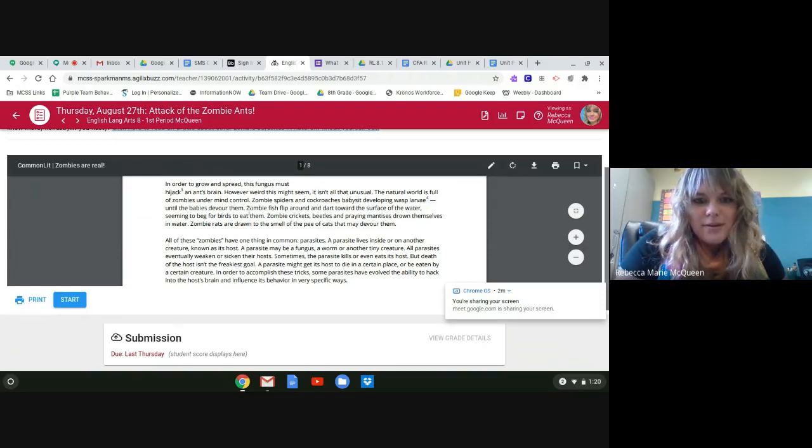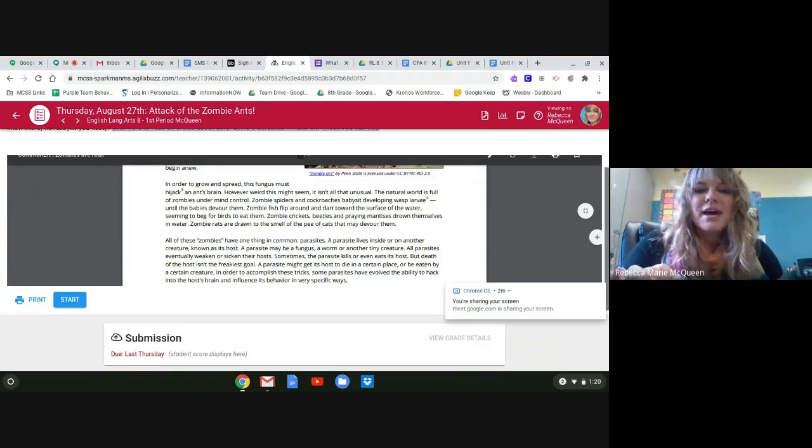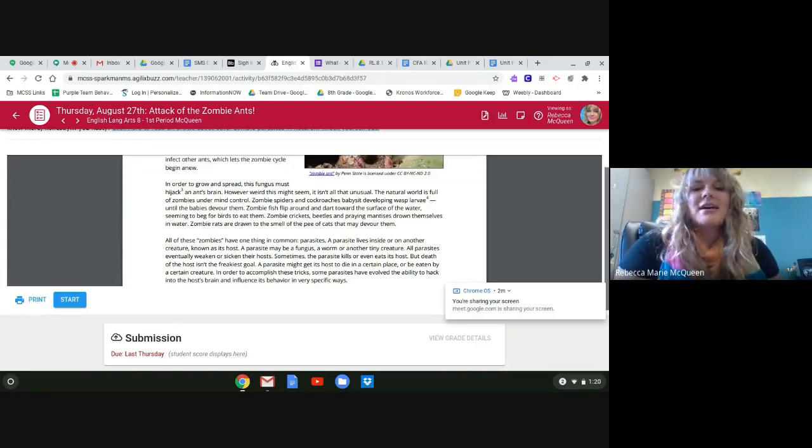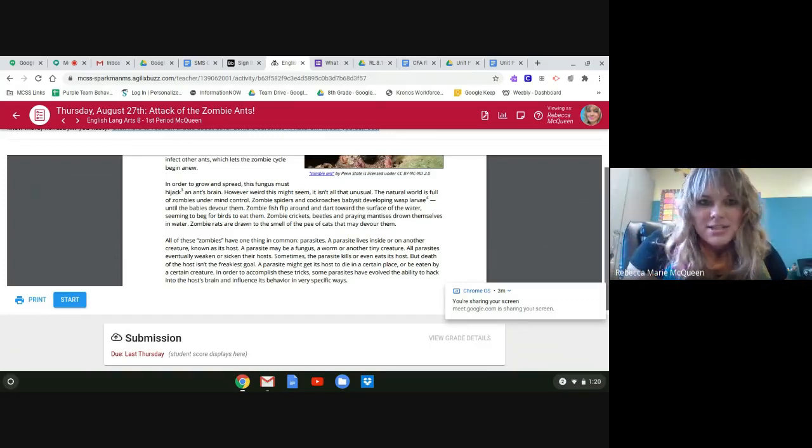Zombie fish flip around and dart toward the surface of the water, seeming to beg for birds to eat them. And the reason why the fish, these worms, infect this fish and they crawl up into its brain, it makes the fish flop out of water, and then the birds eat them. And the reason why the worms want the birds to eat them is because the worms thrive inside the bird, not inside the fish. It's all about survival. That's key to understanding this article.